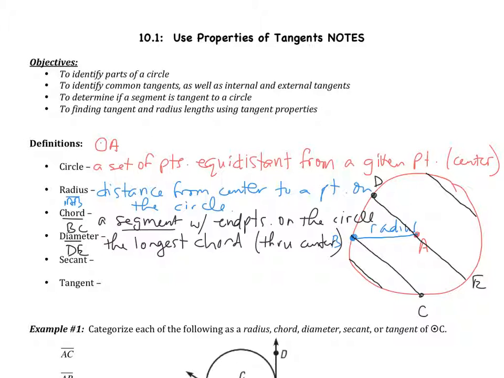All right, secant. Now, I'm going to go back to my BC when I do this, and I'm going to do it on purpose. I'm going to put BC, but this time I'm going to put arrows above it. So a secant is this line here. So here's BC, but it extends through the circle. So a secant is a line that passes through the circle.